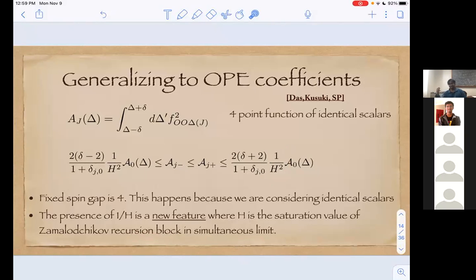This recursion block appears because it's important to evaluate the conformal block in the simultaneous limit. We have not been able to analytically compute this conformal block in the simultaneous limit, but one can do numerics, and by numerics one can find this value 1 over h. Only in large central charge h becomes 1, or h becomes 1 when the value of the external operators O is near the threshold value C over 32. Otherwise, it differs from the value 1.